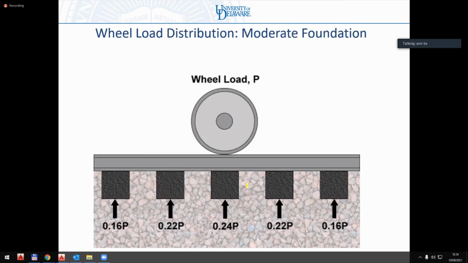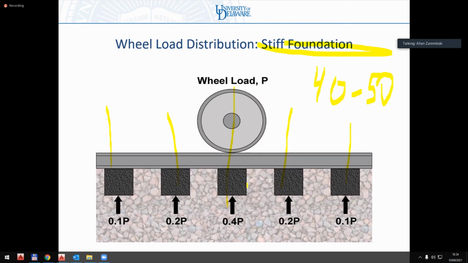Is the P static or dynamic? Dynamic, unless the vehicle is standing still, in which case it's static. If you park the vehicle there, it's static. But if it's moving, it's always dynamic.